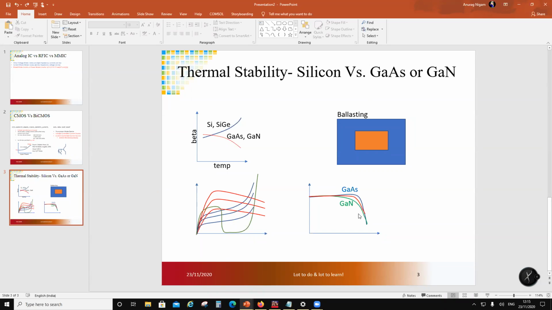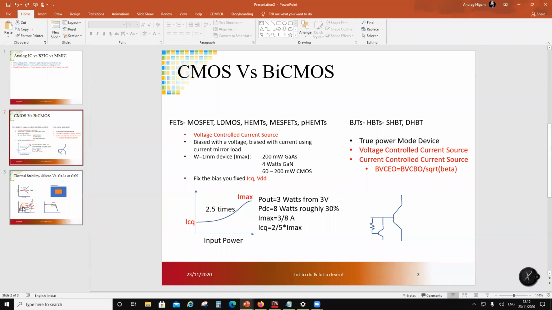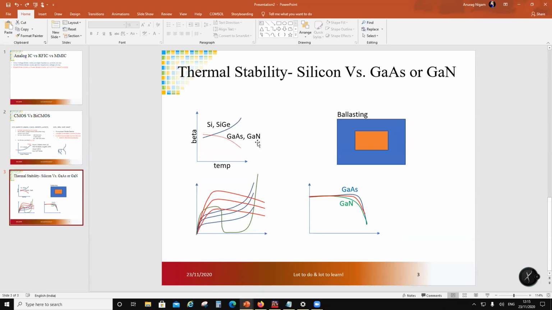So silicon germanium is radiation hard. Silicon germanium can be used for low noise applications. Silicon germanium can be used for making VCOs with very low phase noise. While GaAs and GaN are used because of the power density, they are used for amplifiers. And GaAs and GaN have this compression issue. Silicon has a different compression issue. So all these things are there in the case of different processes.